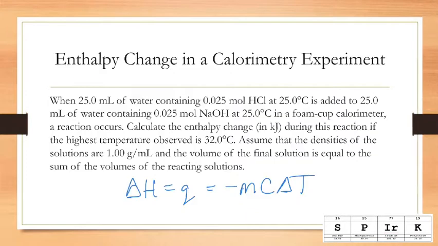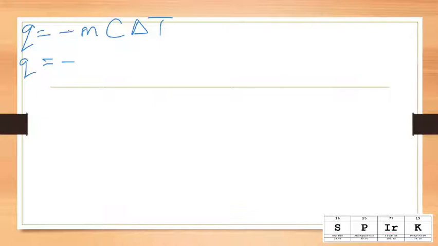Let's go back a slide. We have 25 milliliters of water containing HCl and 25 milliliters of water containing NaOH. We know from this piece of information right here that the density is 1.00 grams per milliliter. So that means that 50 milliliters of water, because we have 25 and 25, is equal to 50 grams of water. So our mass is 50.0 grams.